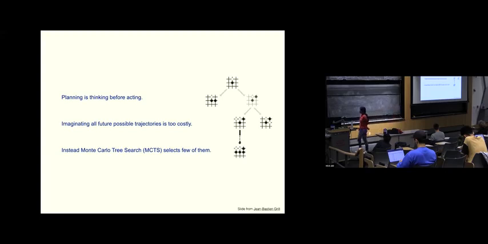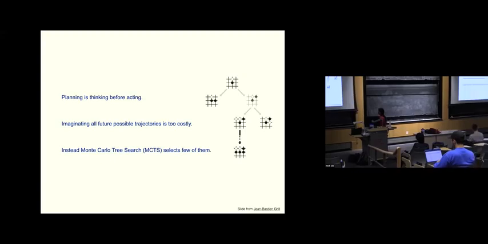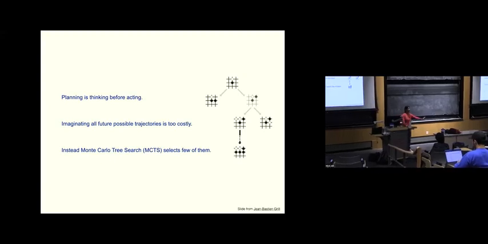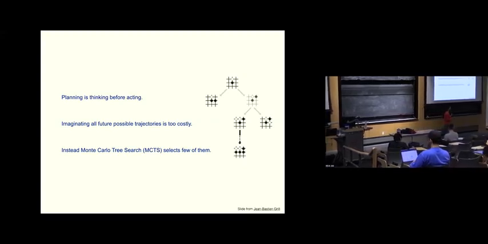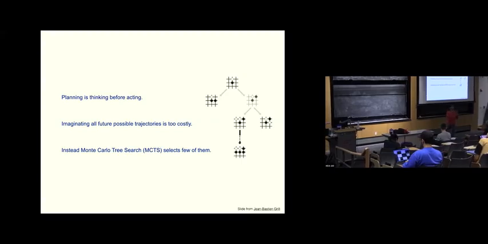So planning is thinking before acting. Imagining all possible futures, all possible trajectories, is too costly. So instead, Monte Carlo tree search will select a few of them. Now, the trajectory sampling we did does exactly the same thing. It also selects a few of them. Monte Carlo tree search is a more methodical way of imagining the future than just sampling independent trajectories. Is that clear? It's just a more methodical way of searching over the future, as opposed to sampling independent trajectories. That's all. There's nothing more.